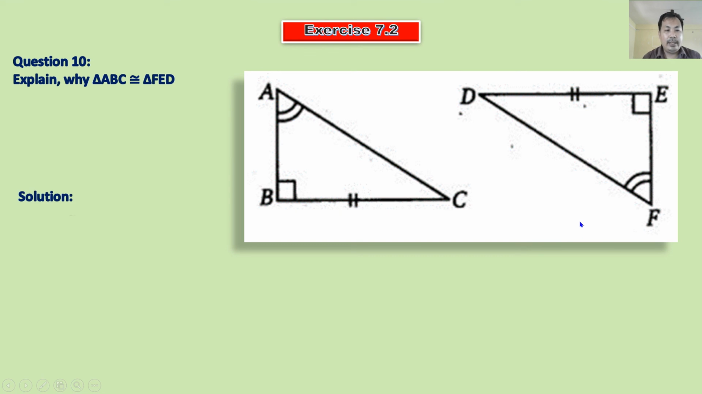In the solution we have like this. In triangle ABC and FED, angle B is equal to angle E. You can see the equal symbol given here, which means they are equal. Okay, angle B is equal to angle E, and next we have angle A is equal to angle F. You can see the symbols given in the diagram itself, isn't it? Then again we have angle C.